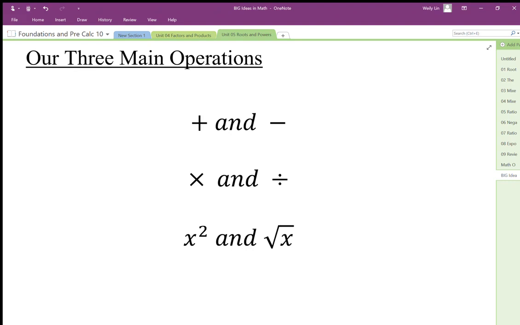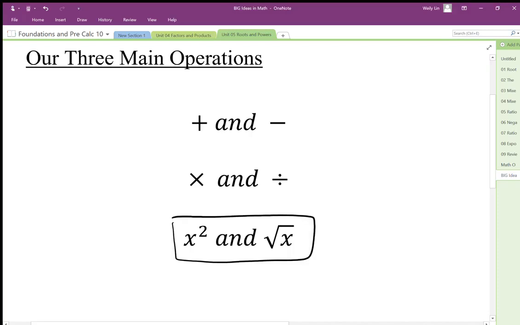Before we do this next part, I want to just touch upon the three main operations in math. And we want to see how the new operation of squares and square roots fits into the math that we already know of: add, subtract, times, and divide. Because again, I mentioned before that the math behind squares and square roots is different than the math behind times and the math behind plus and minus.